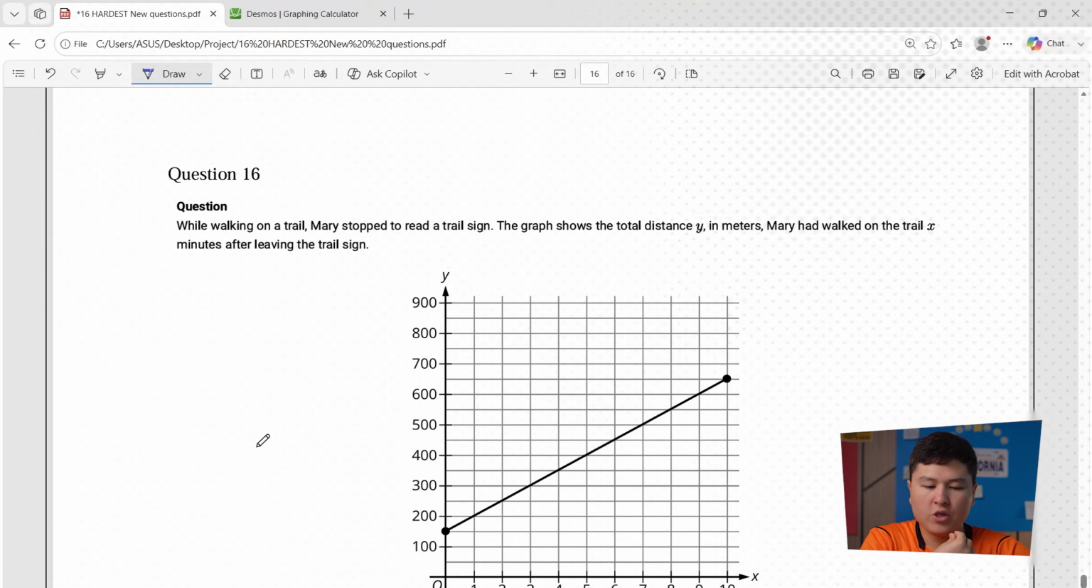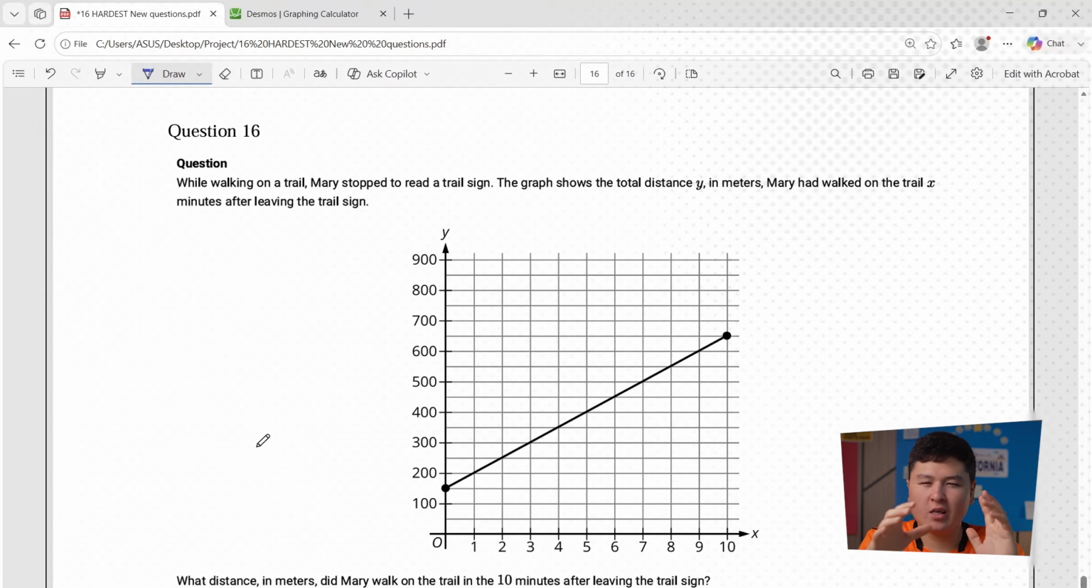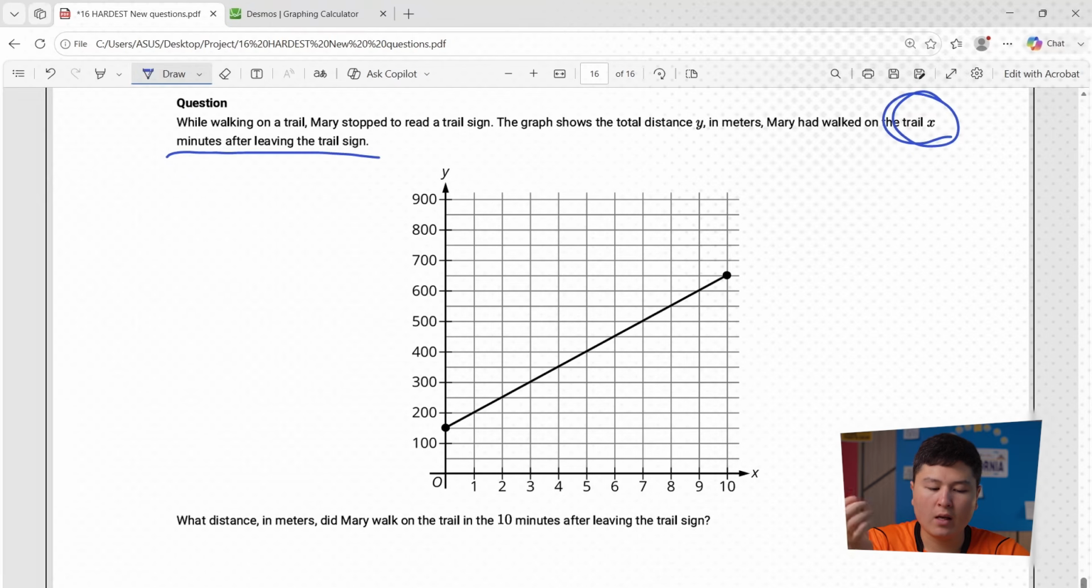And our last question, as I told you guys, is a bit tricky, so now let's understand it. While walking on the trail, Mary stopped to read the trail sign. The graph shows the total distance y in meters Mary had walked on the trail x minutes after leaving the trail sign. Guys, you just have to understand what x is. X is the minutes after leaving the trail sign. And the question is asking, what distance in meters did Mary walk on the trail in the 10 minutes after leaving the trail sign? Guys, you have to find the distance just after 10 minutes.